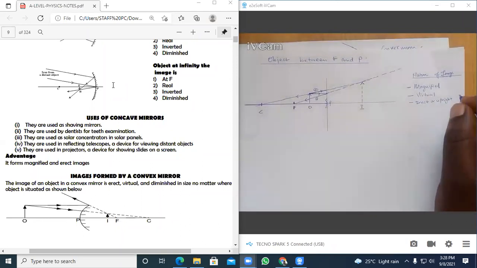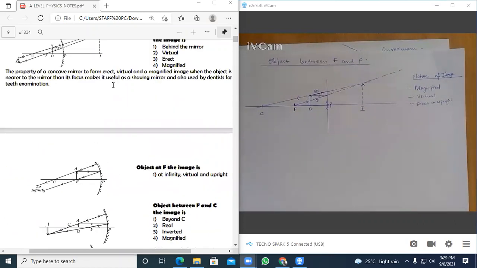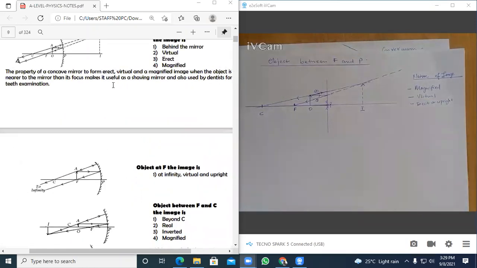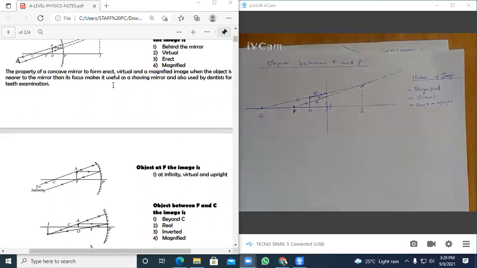Any other? And lastly, it is virtual, or it is behind the mirror. It is the same thing. Virtual or behind the mirror, it is the same thing.